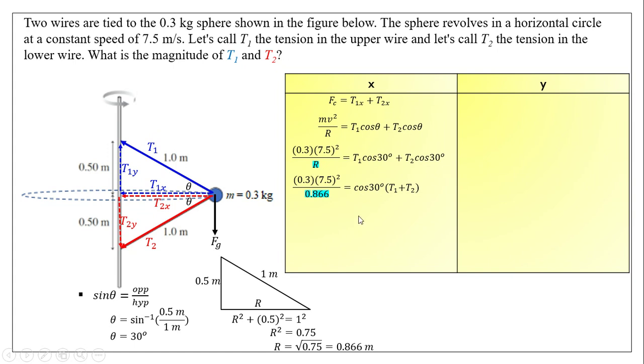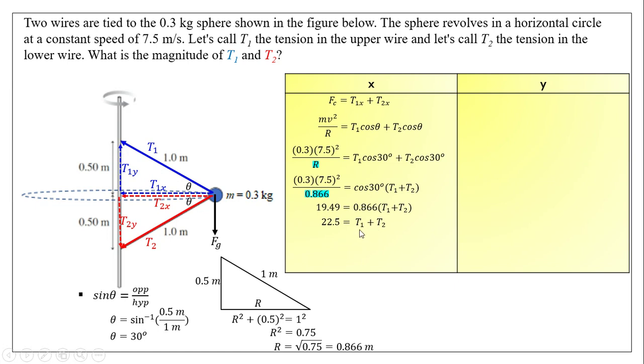Okay. So here I'm just going to go ahead and simplify a little bit. If you punch all this on your calculator on the left side, 0.3 times 7.5 squared divided by 0.866, you should get about 19.49. And then cosine of 30 degrees is about 0.866. Once again, all of this is factored out already. So to get T1 and T2 by itself, I'm going to divide both sides by 0.866. Okay. So if you take 19.49 divided by 0.866 on your calculator, you should get about 22.5, and it equals T1 plus T2.